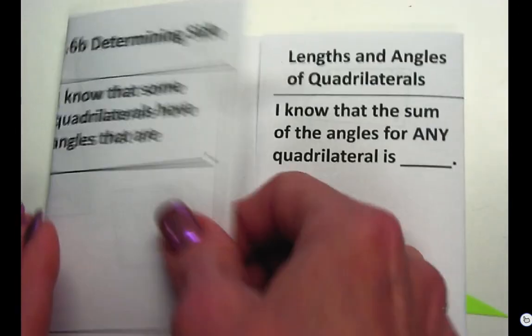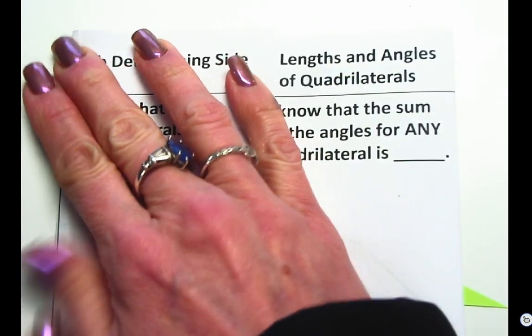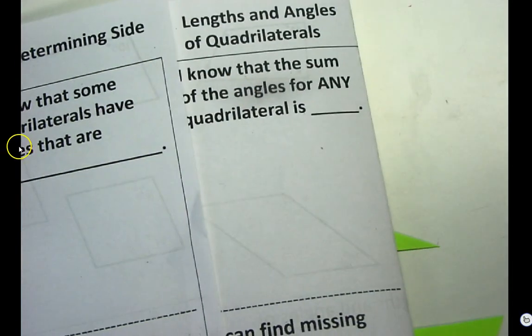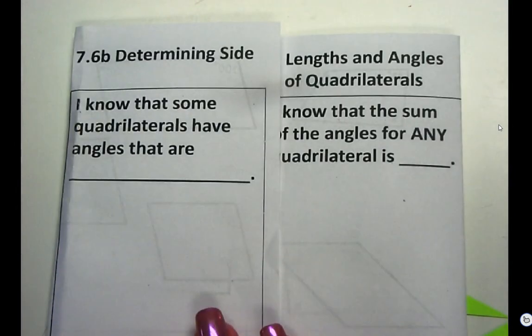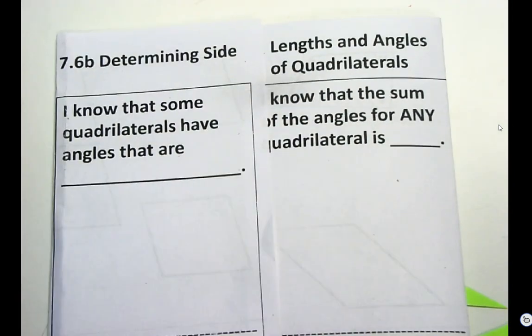Students, this is Ms. Cave with a lesson on determining side lengths and angles of quadrilaterals. This is Virginia SOL 7.16b.